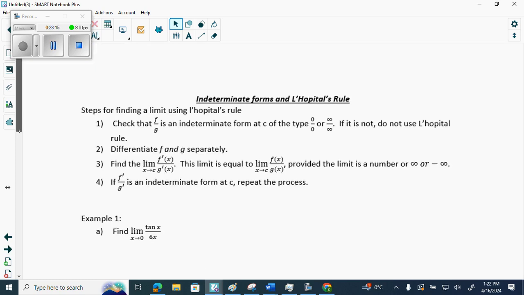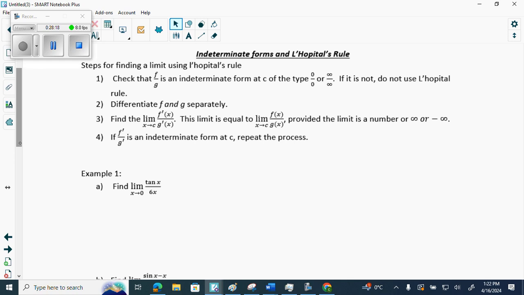And we're going to go here. All right. So we have indeterminate forms and L'Hopital's rule. So, steps for finding a limit using L'Hopital's rule. The second page, the second piece of paper. Number one says, check that f divided by g is an indeterminate form of the type 0 over 0, or infinity over infinity. If it is not, do not use L'Hopital's rule.